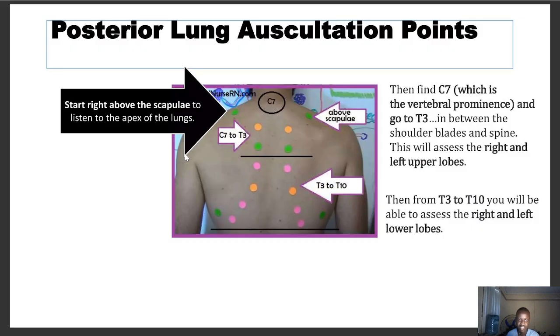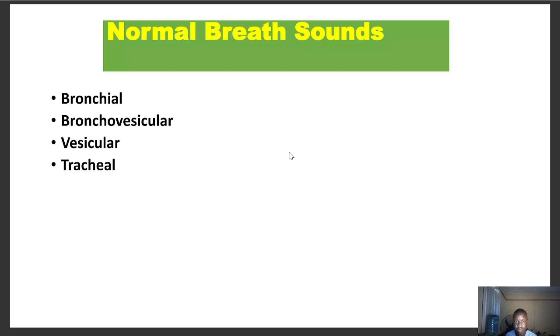We start above the scapula. Don't listen over the scapula. It's always above the scapula. Then we move down as we are assessing the breath sounds and also detecting anything that is not normal. So what are the normal breath sounds as we are doing all this?